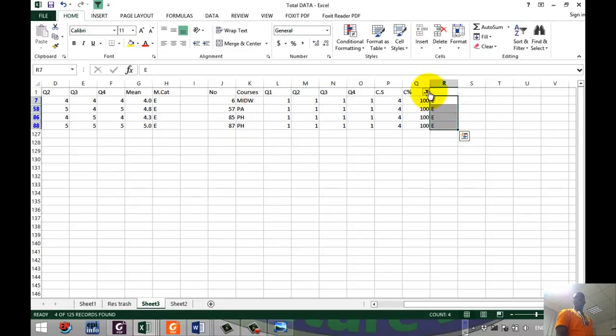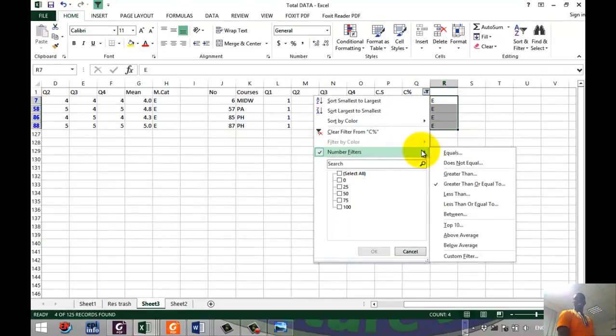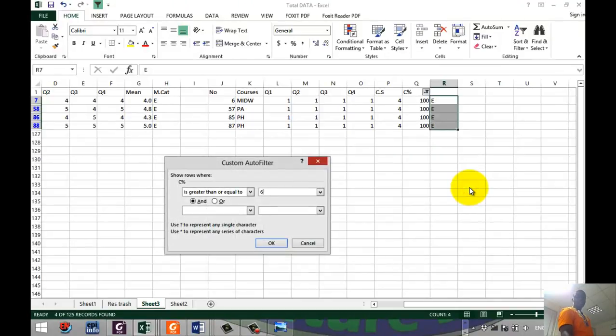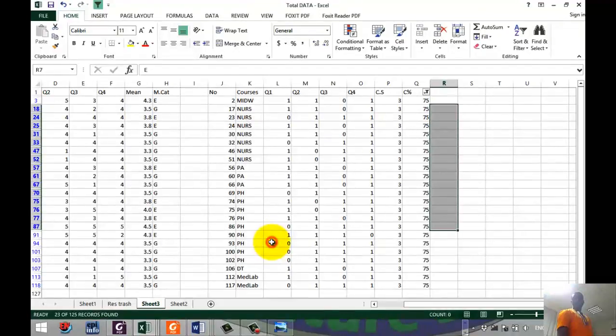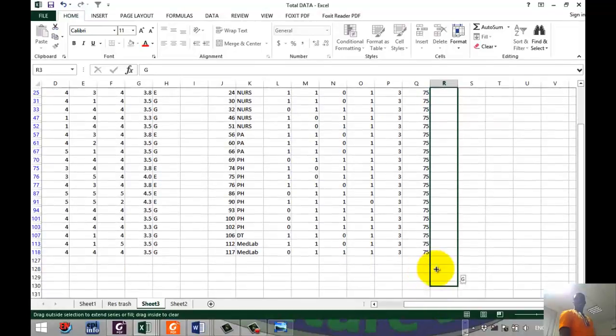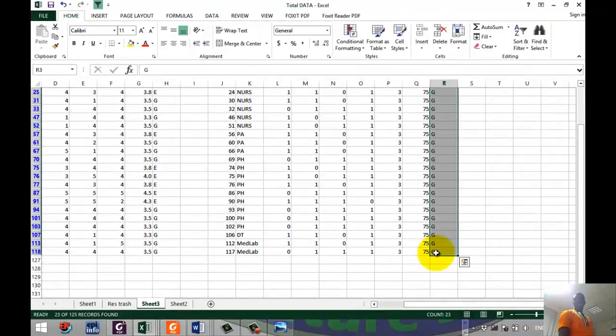Then the next group of people we're going to filter should be greater than or equal to 60, but less than 80. Good. So you have a lot of people in that category. We're going to say good for them, so put a G there, and then pull down. That's okay. Then we'll move on to the next group of people.